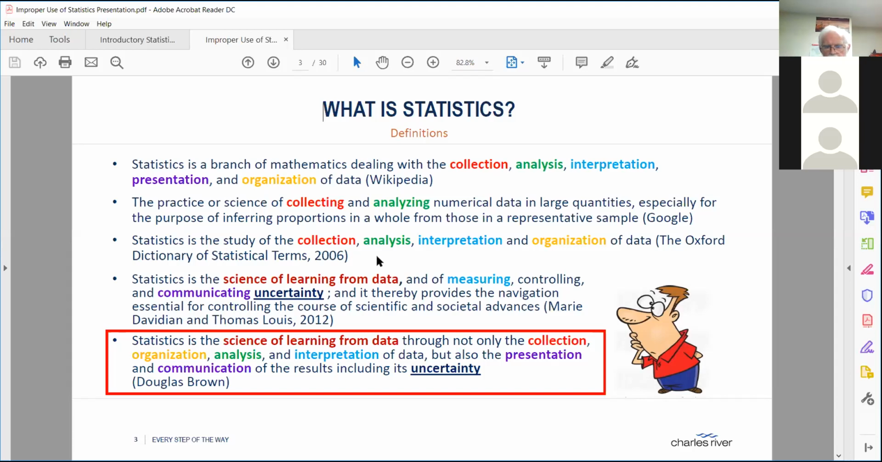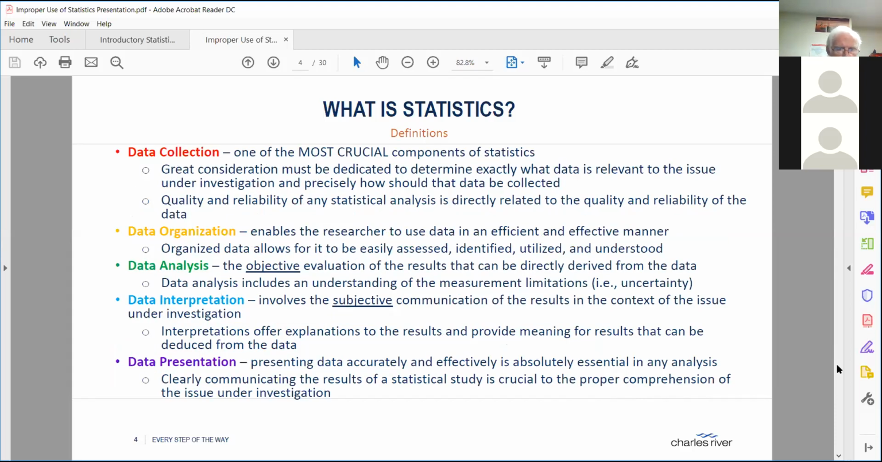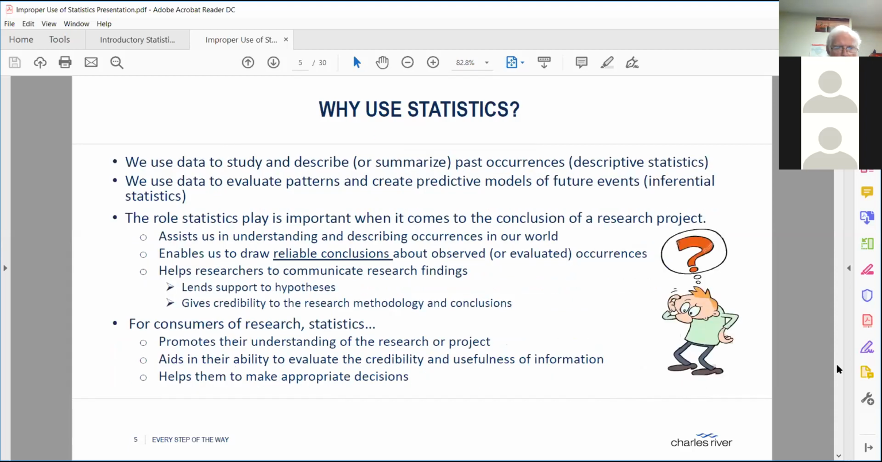Okay, thanks. So I want to go through a presentation that I had a chance to see about statistics and about misuse of statistics. We've talked about data collection, that we have to be careful with that, and presentation. So why do we use them? Well, we use them to really make decisions.